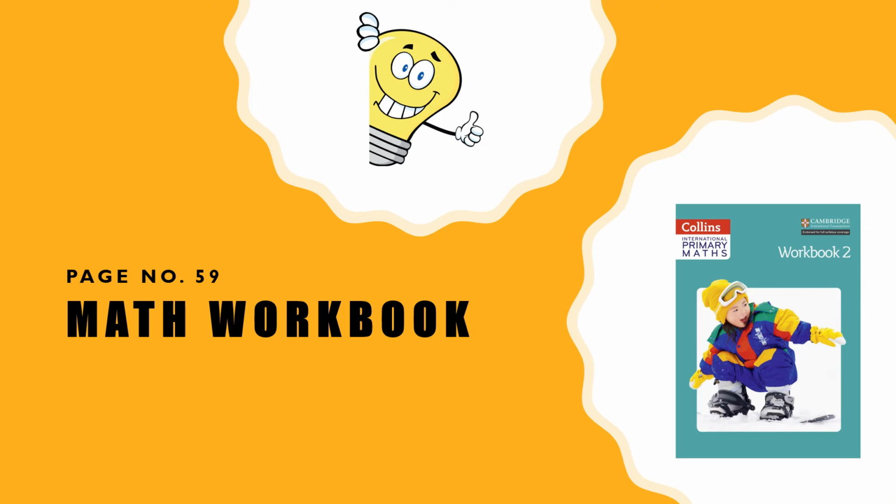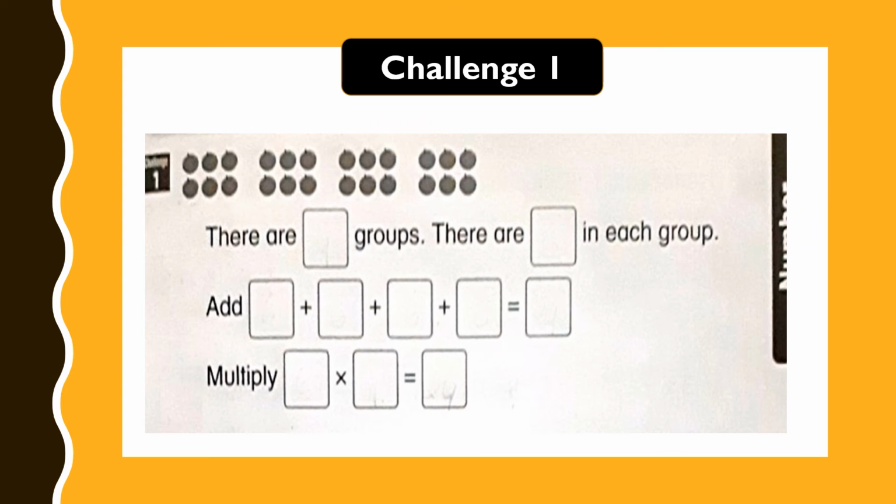Now let's open your math workbook, page number 59. On page number 59, if you see, there are some oranges given. Now can you write the groups? 1, 2, 3, there are 4 groups, and in each group there are 1, 2, 3, 4, 5, 6 oranges. This is the same as we discussed above. So you will be completing this at home.